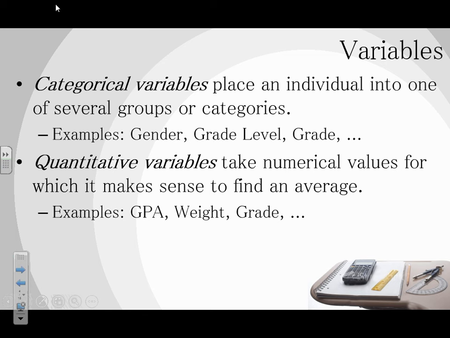Quantitative variables take numerical values, and generally the way that you can tell if you have quantitative data is if it would make sense to find an average with the data that you're looking at. Okay, would it make sense to find an average? Could you add up all the numbers, calculate an average, and have it mean something for what you're looking at?